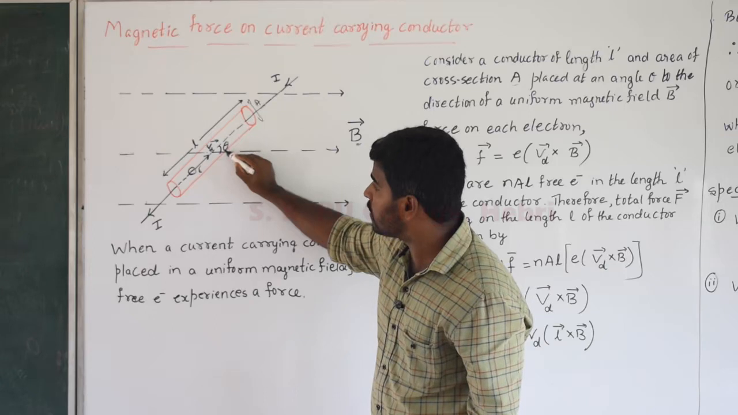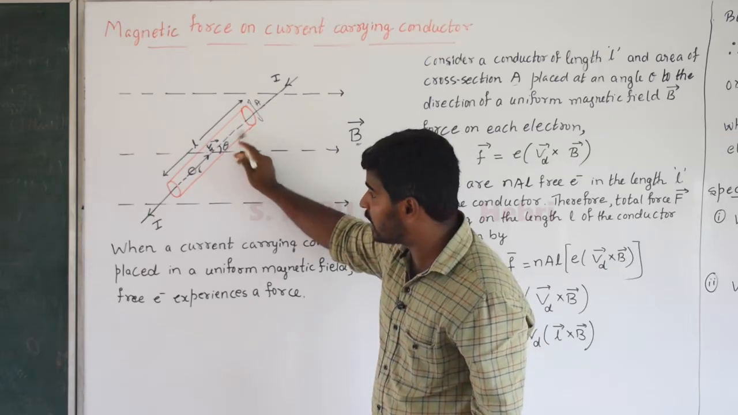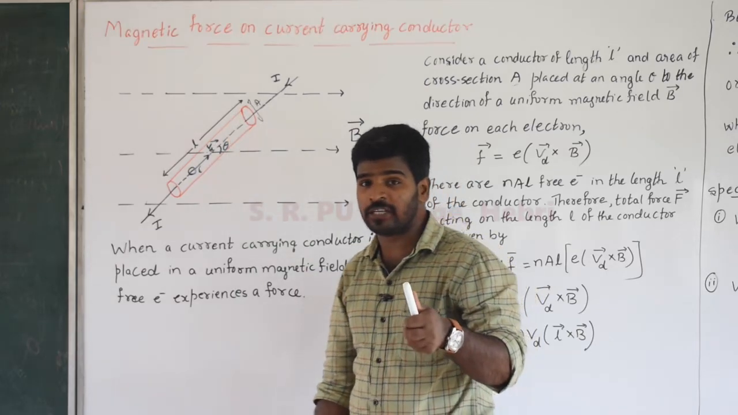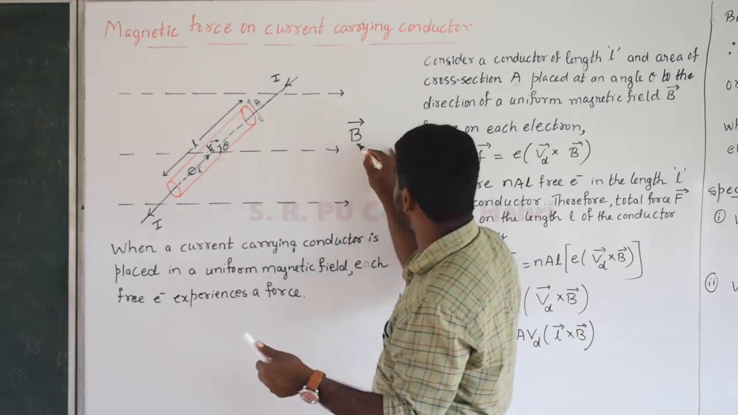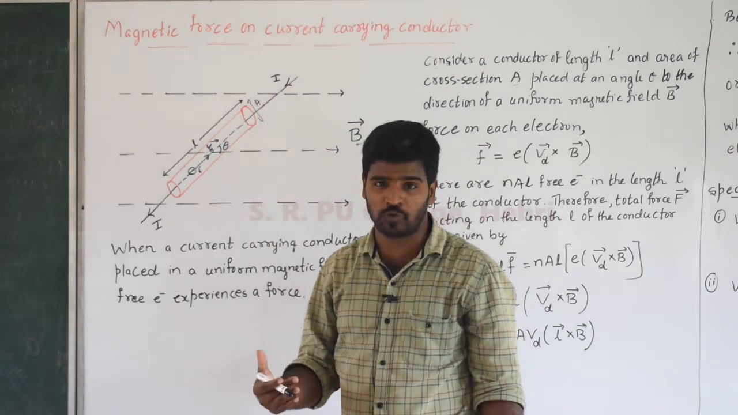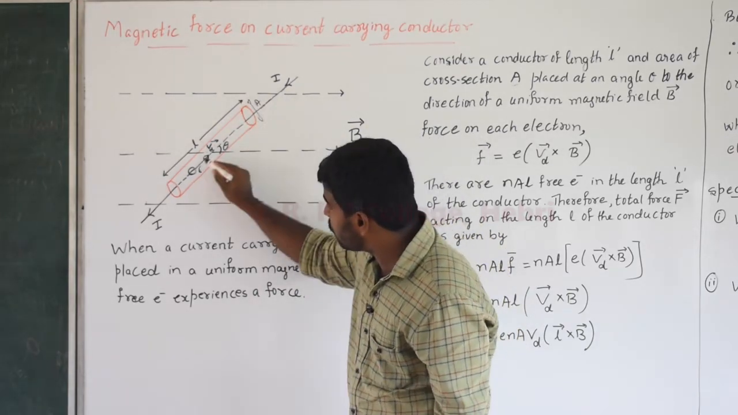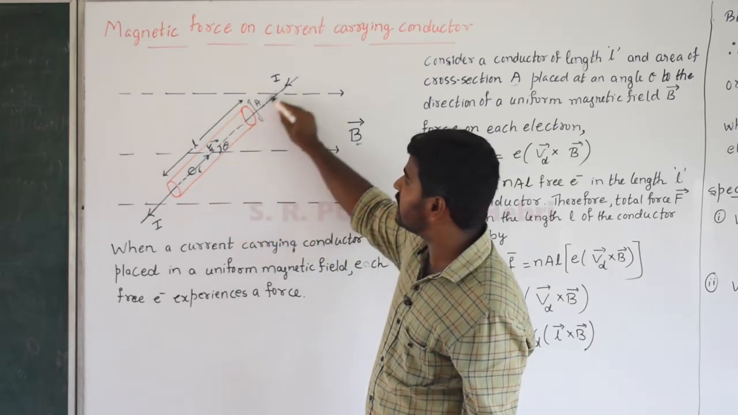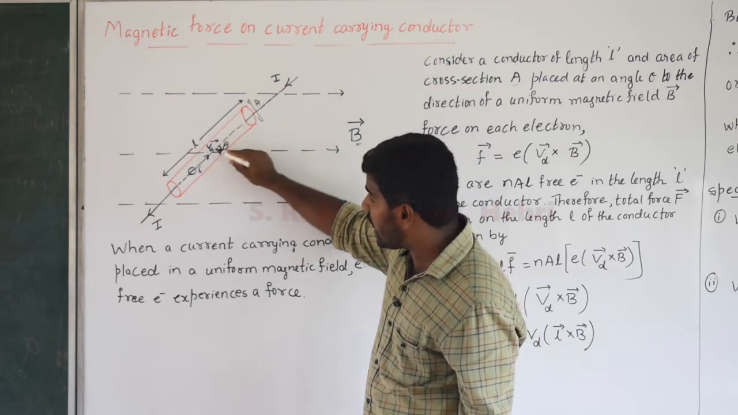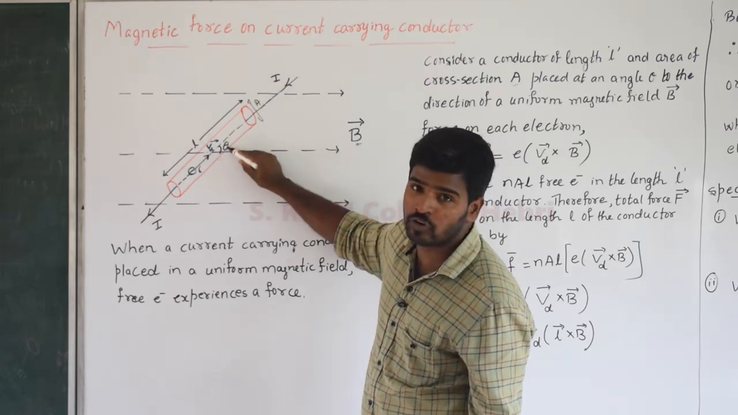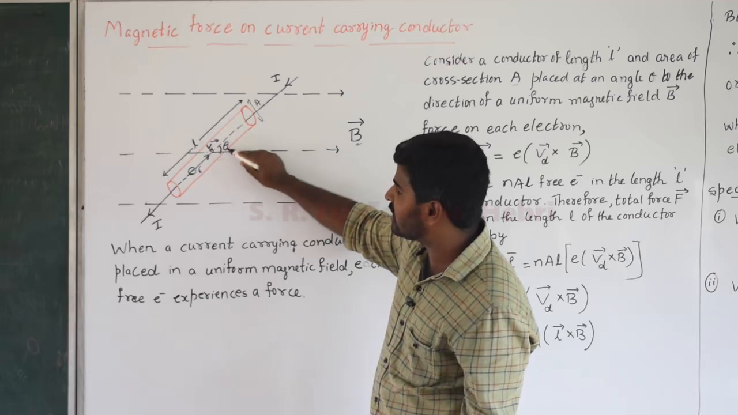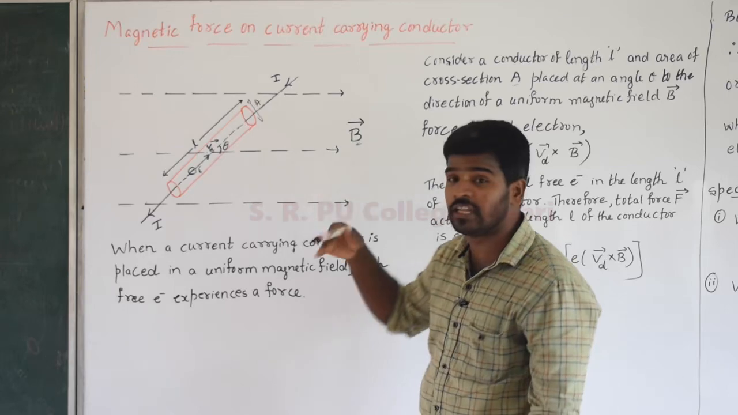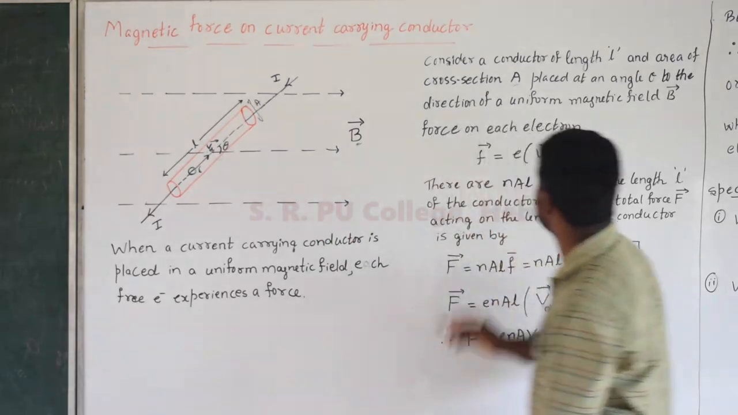Look here, I have written a term theta. Why have I written it? As the current carrying conductor is placed in a uniform magnetic field, because of the external field the conductor experiences a force. That is why the length of the conductor itself is taken as an axis. The axis of the conductor makes an angle with the direction of the magnetic field. Is it clear? Do you understand?